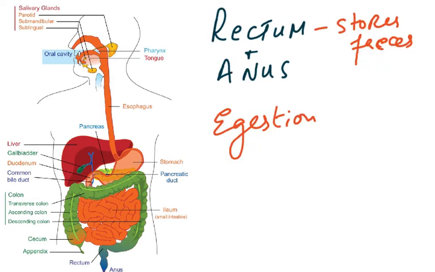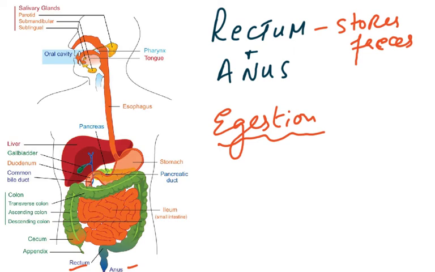Now, the last part which we must know is the rectum and the anus. The rectum is where the feces are stored for the short while that you don't defecate. And the anus contains the anal sphincter, which relaxes and allows the feces to be passed out of the body. So basically, that is called egestion. Just like you had ingestion, taking of food, egestion is the removal of this undigested food.